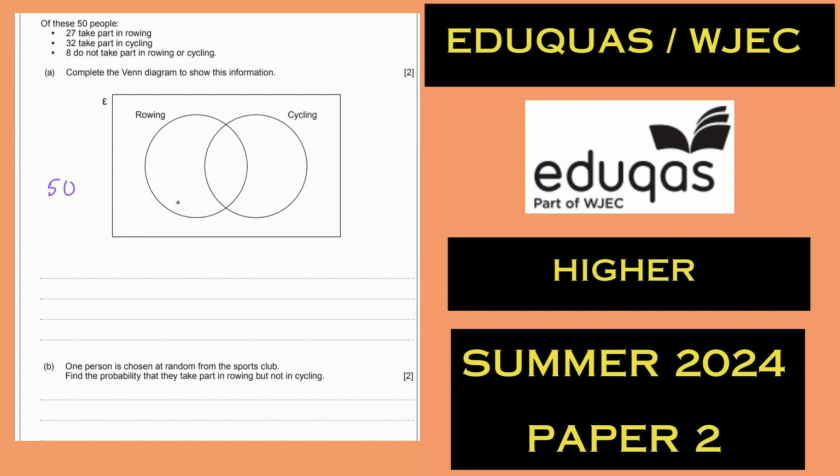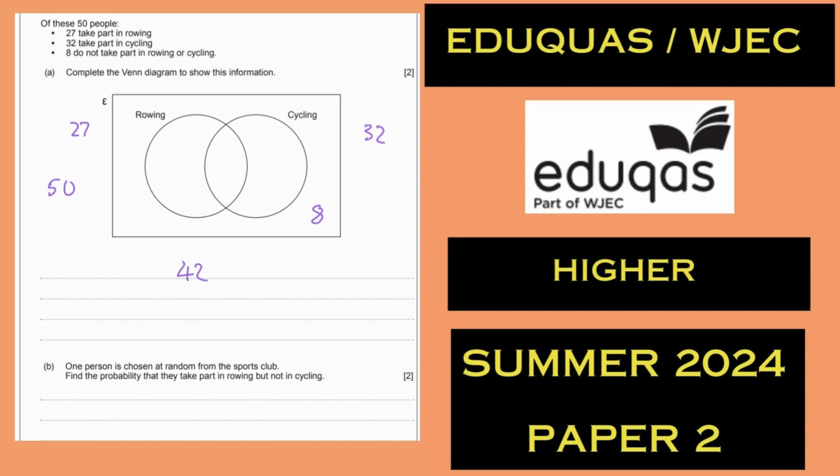27 take part in rowing, so that entire circle is 27. We can't fill it in just yet. 32 also can't fill it in, but there's 8 outside. That's the bit we do know. So also now we know the 8. These 2 circles must add up to 42.